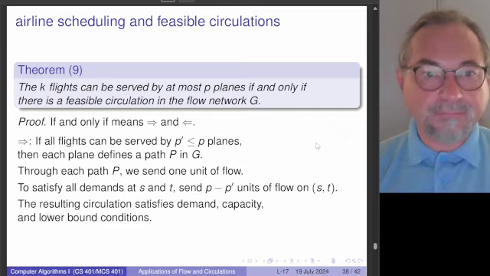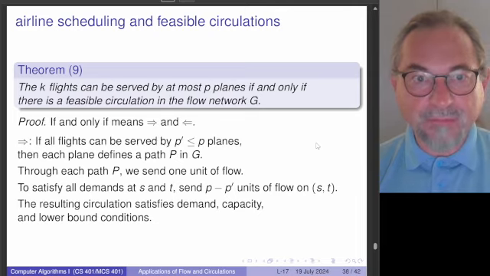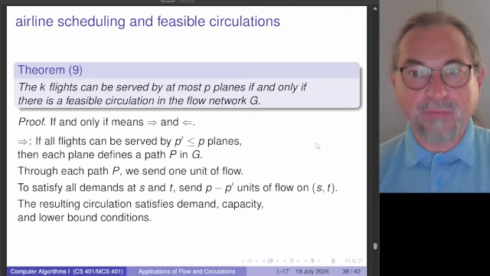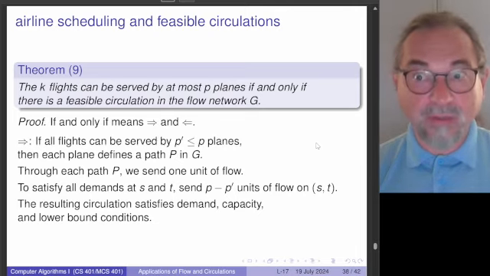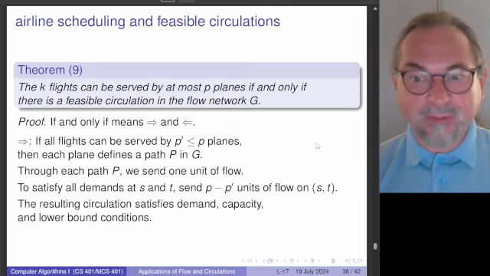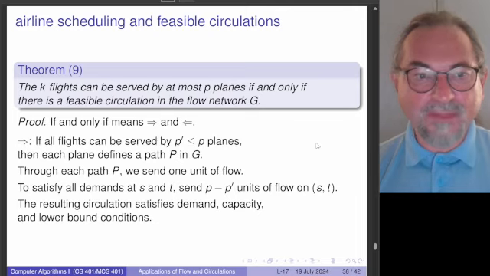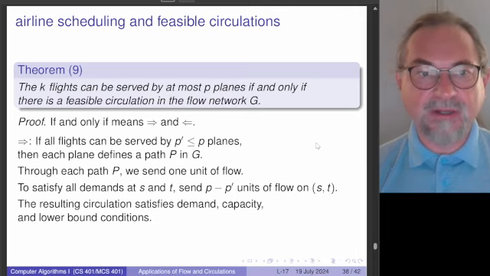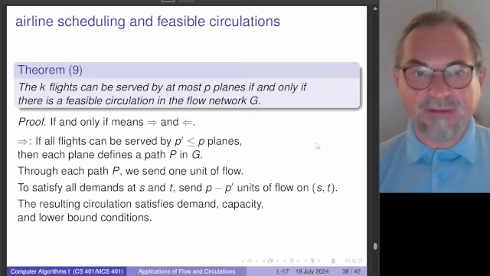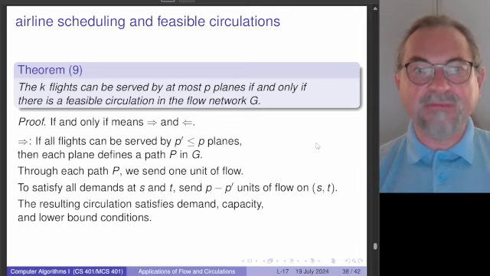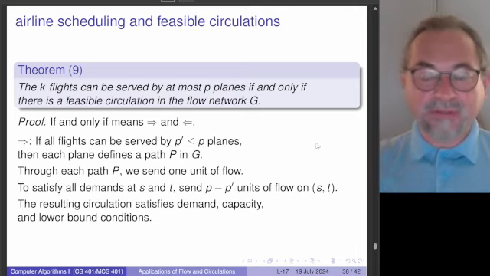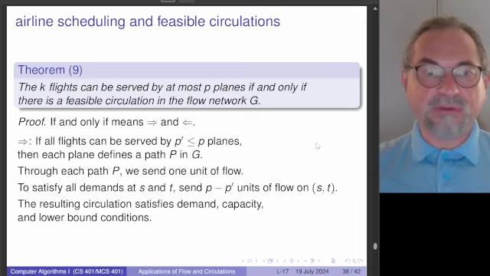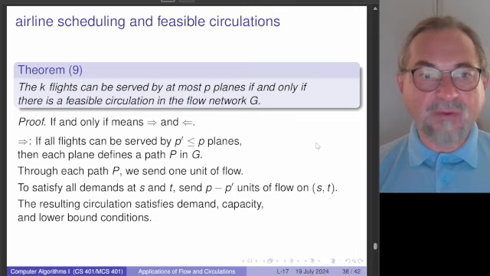Okay, we have a scheduling problem, and for the scheduling problem, we defined a flow network for which we can compute a flow. Now, that doesn't necessarily mean that the flow is meaningful to the scheduling problem. And the other way around, what does it really mean if we have a schedule? Does that map into a feasible circulation? Okay, it's an if and only if.